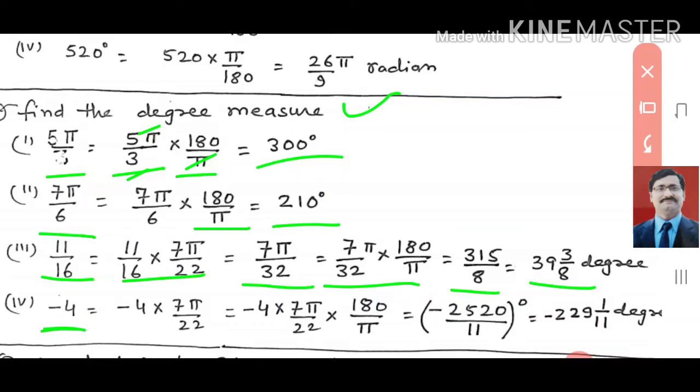Look here, minus 4 radian you have to change into degree. So this also you multiply by 7 pi by 22, you will get here minus 4 into 7 pi by 22, and this you have to multiply again by 180 by pi, and this pi will cancel, and you will cancel by 2 also. You get minus 2520 upon 11 degree, and that you have to change into mixed form. You get minus 229 1 upon 11 degree. So all of you understand this?